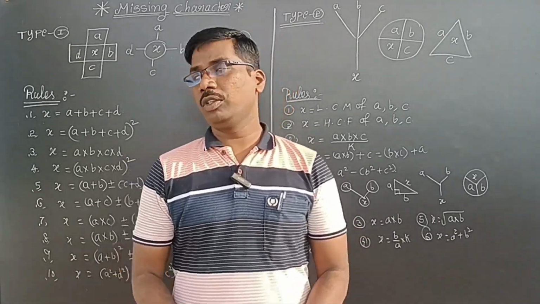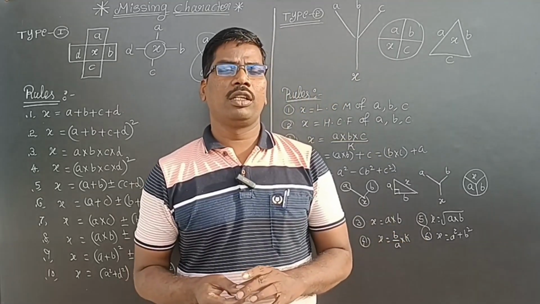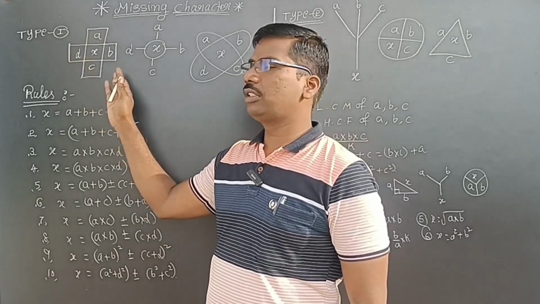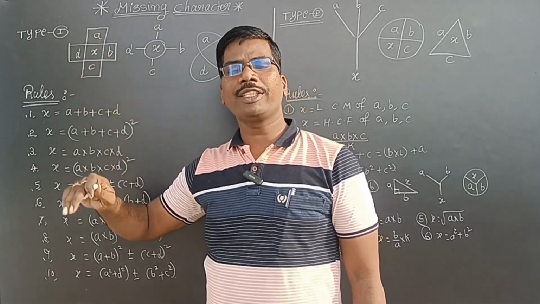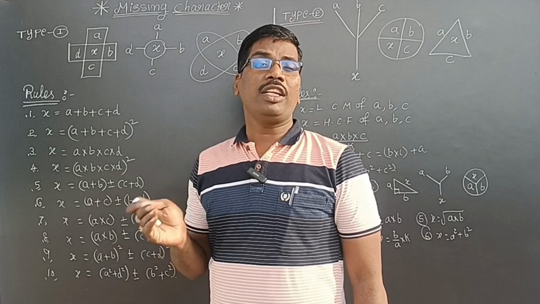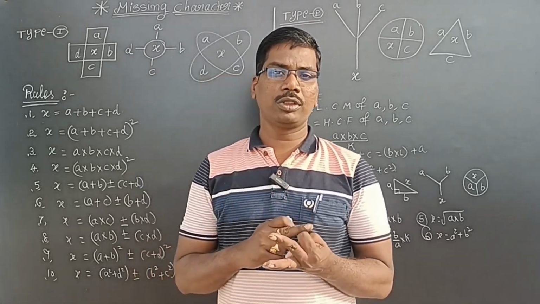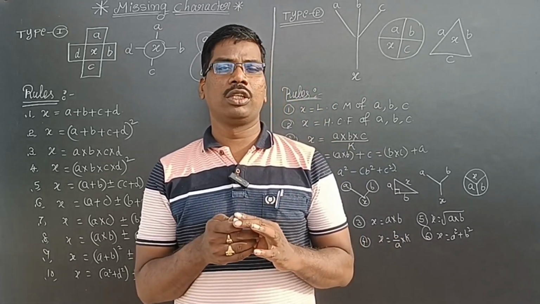Today we are going to discuss missing characters. What is this missing character? Missing character means they will give 5 numbers. In these 5 numbers, one number they will give as either X or a question mark. That number we have to find using squares, cubes, tables, everything we have to use, and logic.